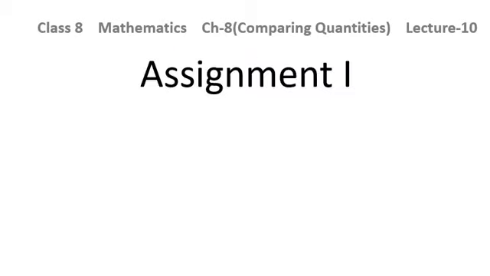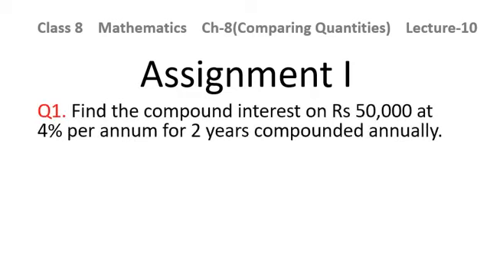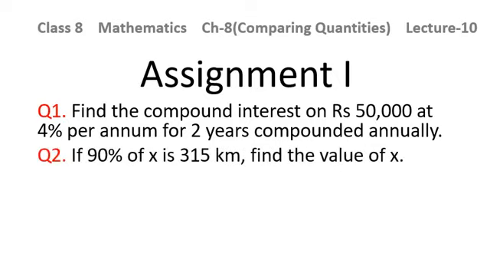So dear children, I am giving you assignment 1 of chapter number 8, comparing quantities. Question number 1. Find the compound interest on rupees 50,000 at 4% per annum for 2 years compounded annually. Question number 2 is, if 90% of x is 315 kilometer, find the value of x.